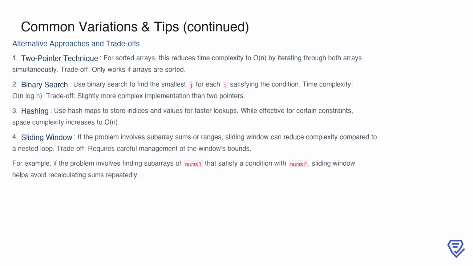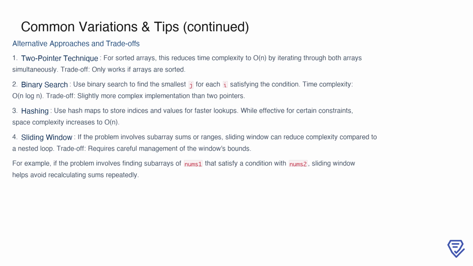There are several alternative approaches to solving this problem, each with its own trade-offs. The two-pointer technique is highly efficient for sorted arrays, reducing the time complexity to O(n) by iterating through both arrays simultaneously. However, this method is only applicable when the arrays are pre-sorted. Binary search is another powerful approach. By searching for the smallest j for each i that satisfies the condition, you achieve a time complexity of O(n log n). The trade-off here is that binary search implementations can be slightly more complex than using two pointers.